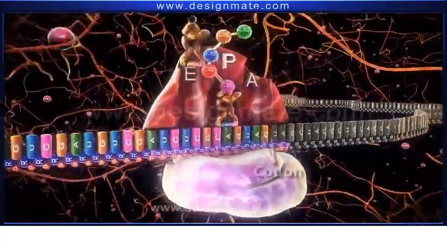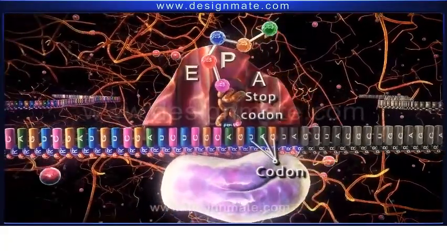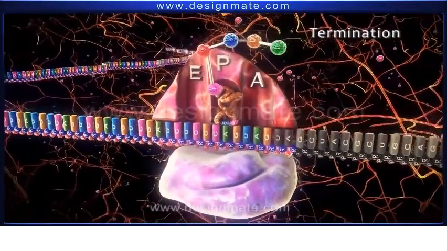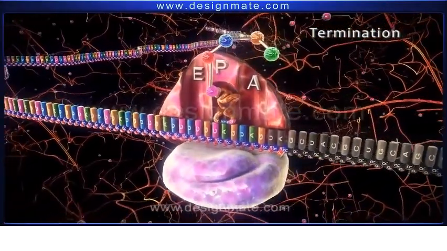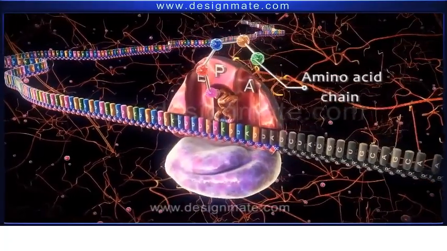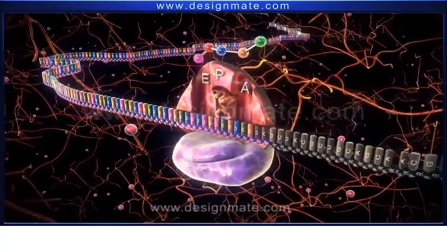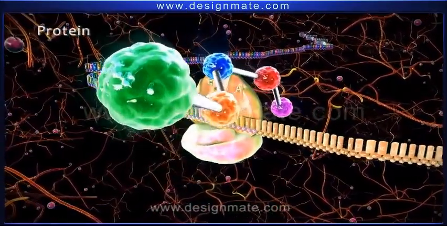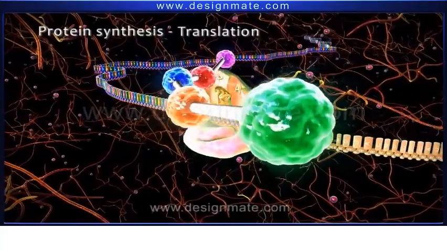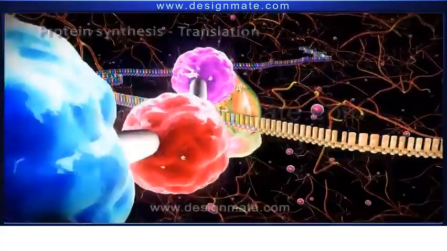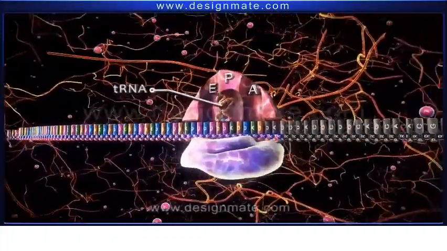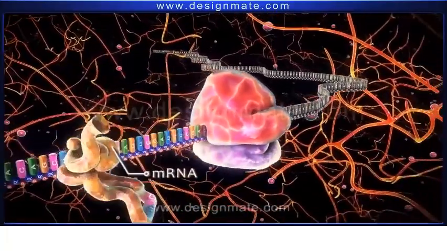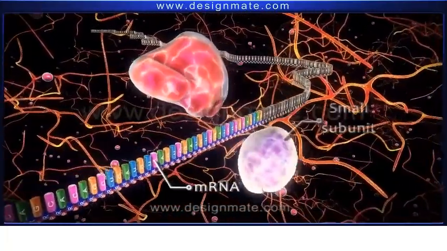Finally, when the UAG codon, or the stop codon, reaches the A site, elongation is terminated. Termination is the last stage of protein synthesis. The chain of amino acids is released from the ribosome. This released amino acid chain is the protein, and this part of protein synthesis is known as translation. Then the tRNA detaches from the mRNA. The ribosome detaches and dissociates into its small and large subunits.